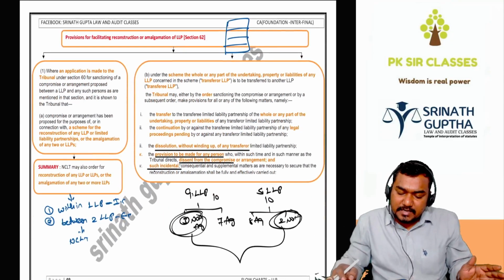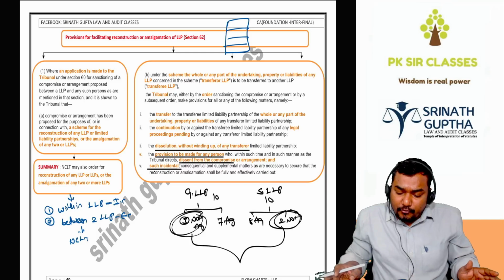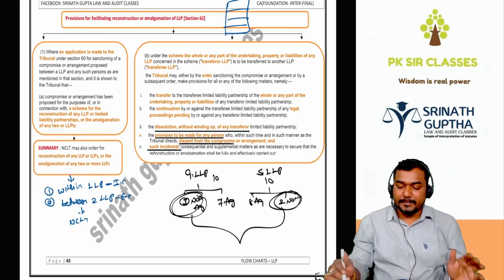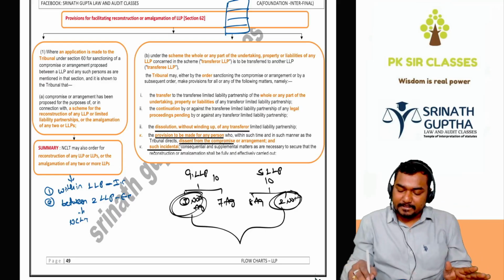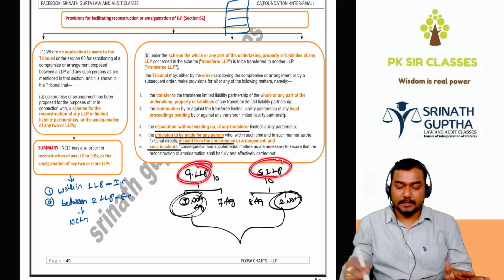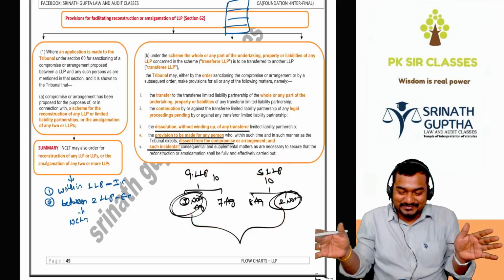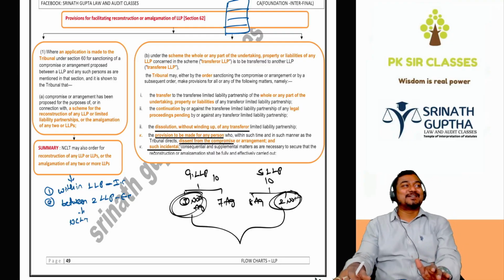Next, provisions for facilitating the reconstruction of the LLP. Reconstruction of the LLP means two LLPs are there, beta: GLLP, SLLP, Ganesh LLP and Sweet LLP. If these are joined together, that is called amalgamation.